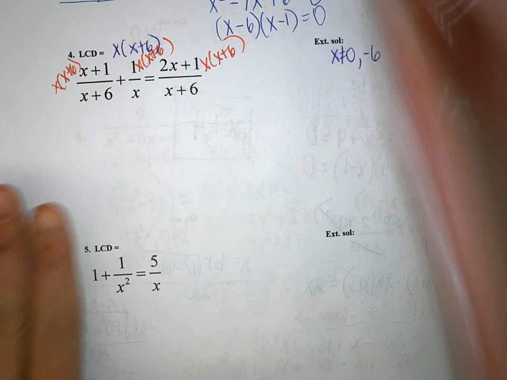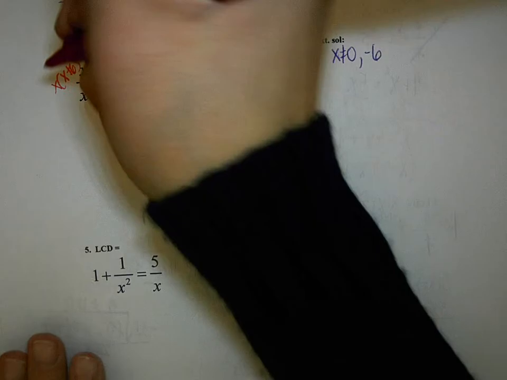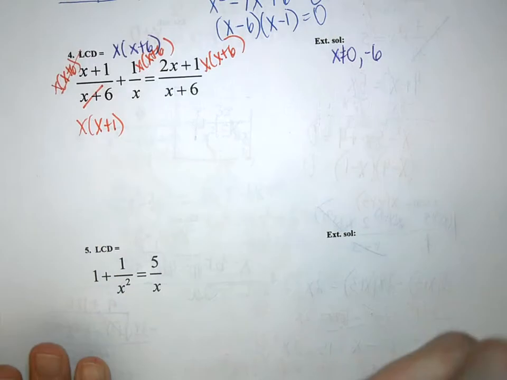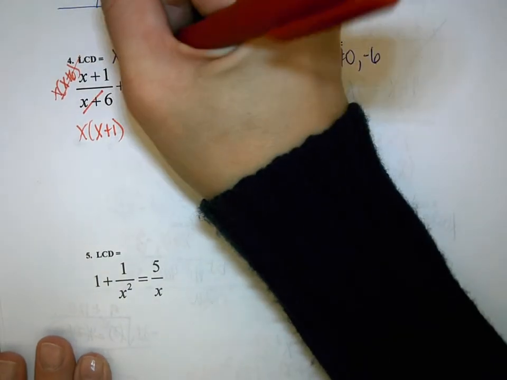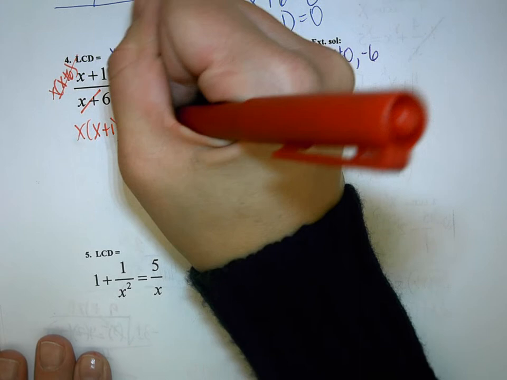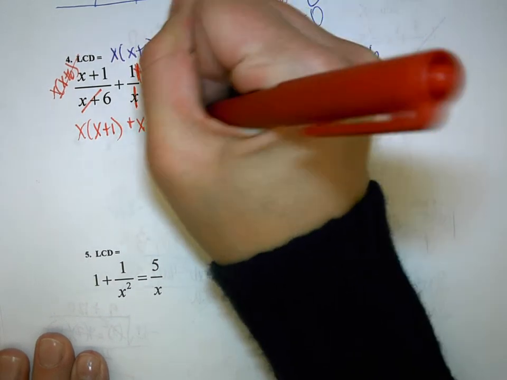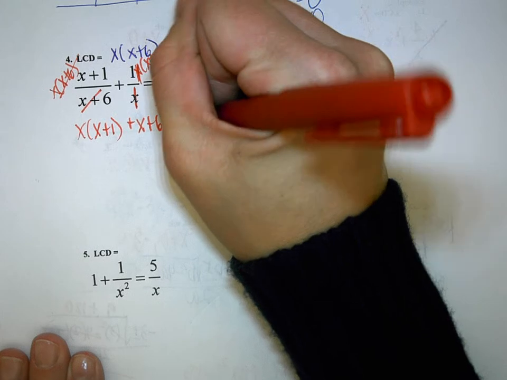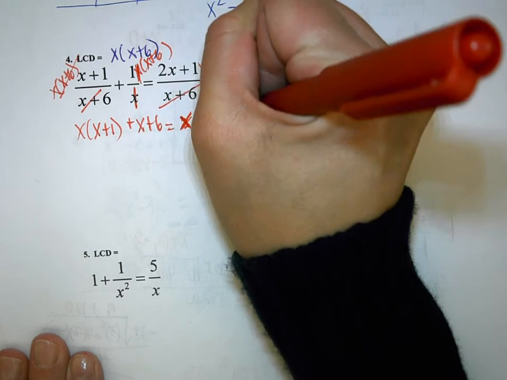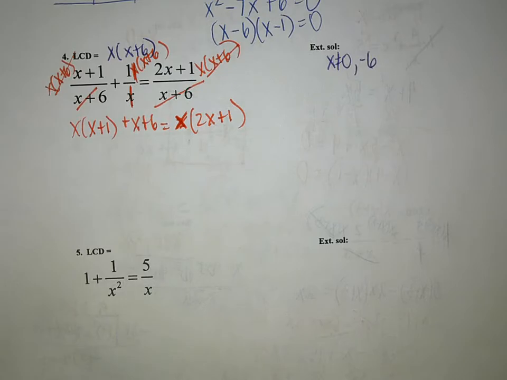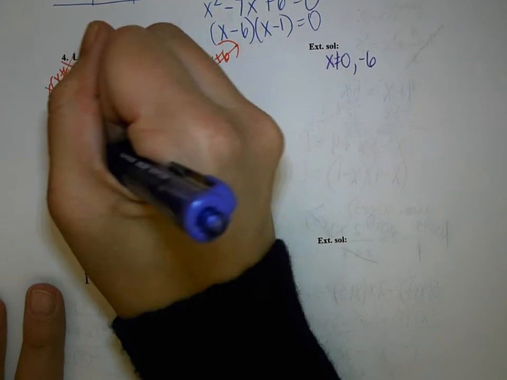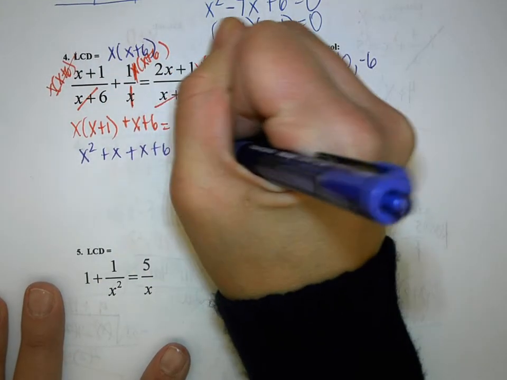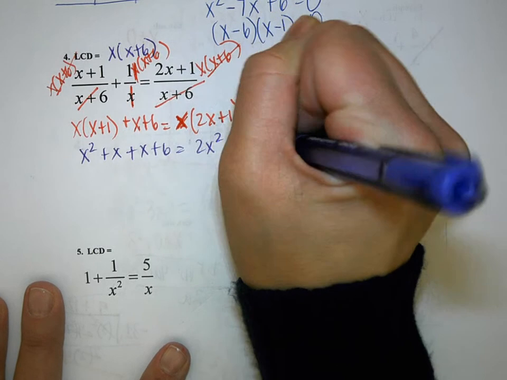Okay, so here we go. x plus 6 canceled out. I have x times x plus 1. Here, the x cancels out, and I'm left with 1 times x plus 6, which is just x plus 6, equals, here x plus 2's cancel out. I'm left with x times 2x plus 1. When I distribute all that through, I get x squared plus x plus 6 equals 2x squared plus x.